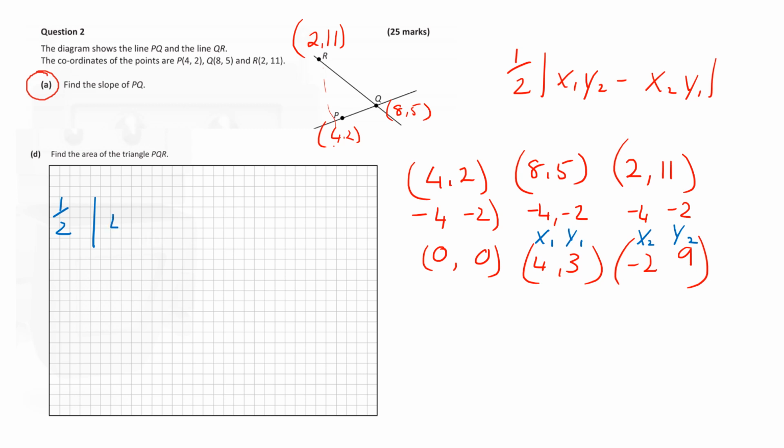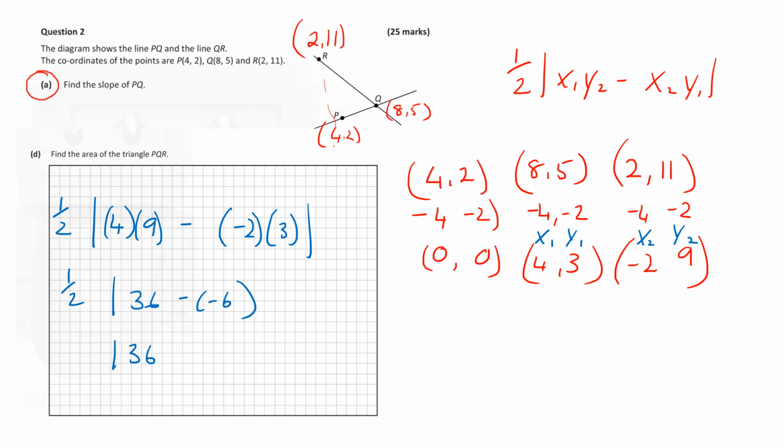So x1 is 4, that's 4 multiplied by y2, which is 9, and that's minus x2, which is minus 2, multiplied by y1, which is 3. Okay, so that's going to give us half of 36 minus 2 by 3 is minus 6. So we have 36 minus minus 6, which is 36 plus 6. So we have half of 36 plus 6, half of 42, which is equal to 21 square units.